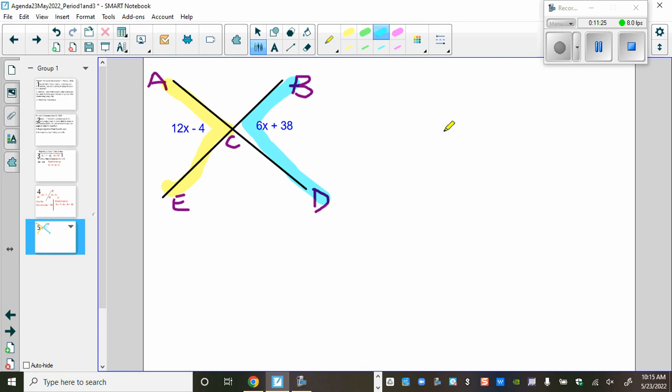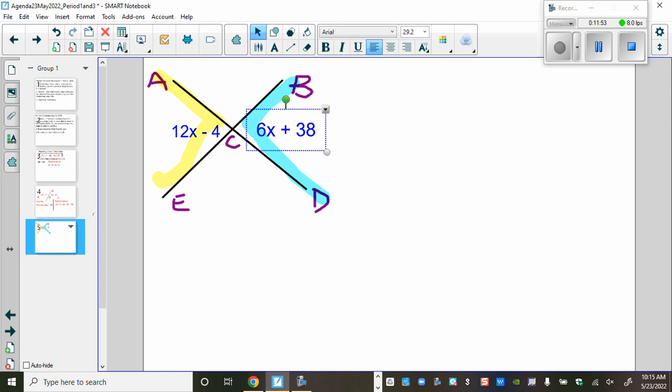What do we know about the relationship between ACE and BCD? Who knows what the relationship is? Look at where those two angles are. Who could tell us what the relationship is between those two angles? Why are they the same, Valerie? Okay, so they're opposite angles. Yep, at the intersection they are congruent.